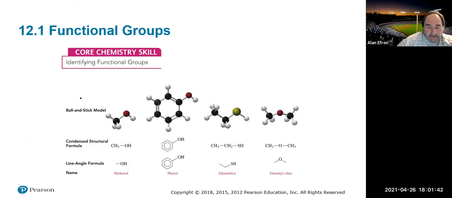Here are again some of those figures in line structure and condensed structure, and obviously the bond. OH for our alcohol. This is our phenol because it has the benzene ring on it. SH is our thiol, and carbon, oxygen, carbon, single bonded all the way across in that order, gives us an ether. So the first real one we're going to look at is alcohols.